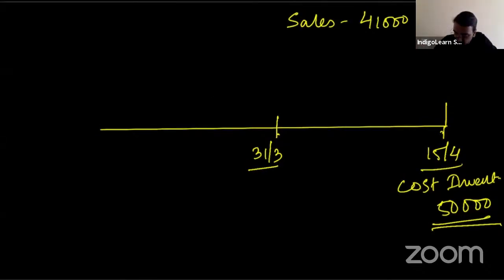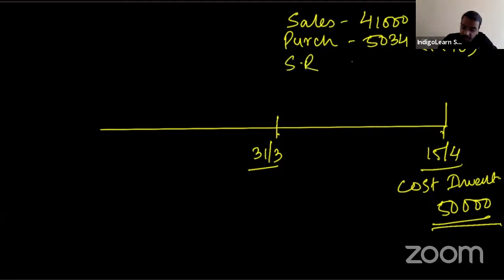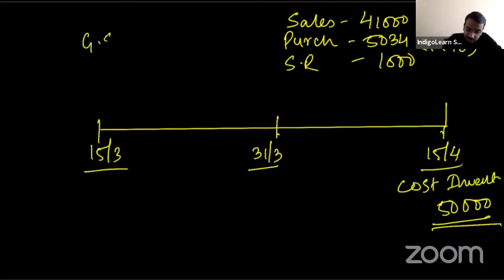Cash sales of 10,000. Then purchases of 5,034, including cash purchases of 1,990. Sales return 1000. Then on 15th March, now on 15th March something happened. What happened on 15th March? Goods of the value 10,000 were sent on sale or return basis. So goods sent on sale or return basis 10,000.